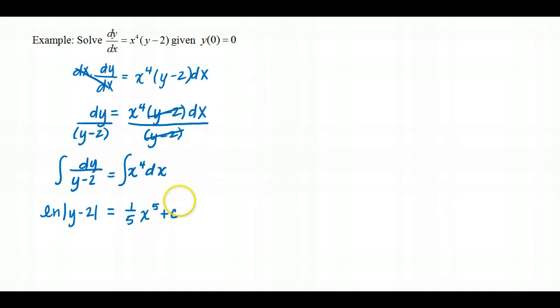So now let's go ahead and try to solve for the initial condition. Whenever I substitute in 0 for x, I get out a 0 for y. So the natural log of the absolute value of 0 minus 2 has to equal 1/5 times 0 to the fifth plus c. So natural log of the absolute value of negative 2. Well, the absolute value makes the negative 2 positive, so the left side is just natural log of 2, and the right side is c. So my c value is natural log of 2.